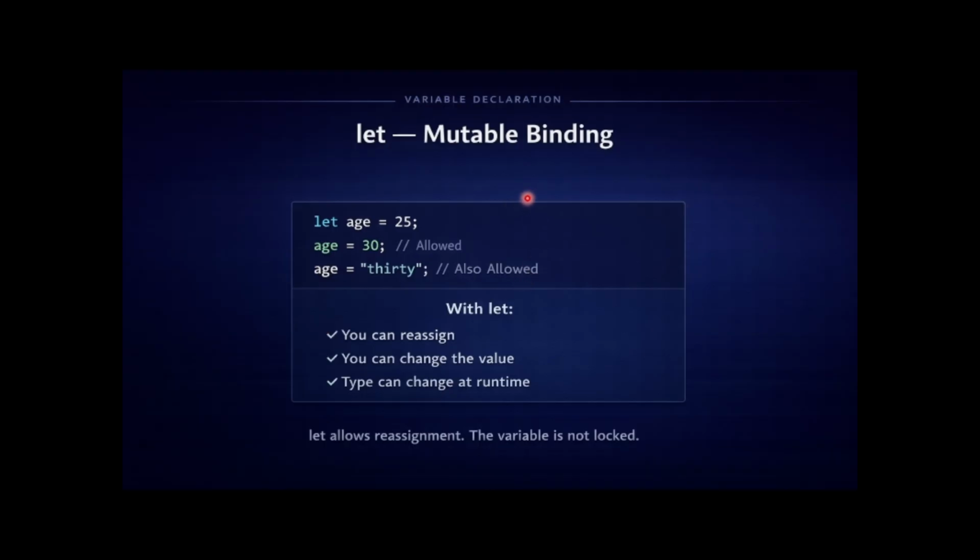Let's understand mutable binding. When you define a variable using the let keyword, the value inside that variable will first point to 25, or anything you have initialized it with. Now, if you update the value and reassign it with something else, that reference will point to the new value. Now age is no longer going to point to 25. It's going to point to 30. And now again you have reassigned it with a string.